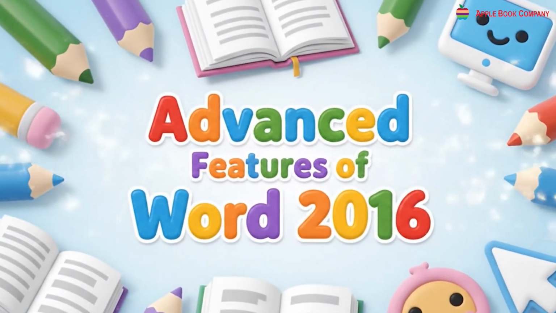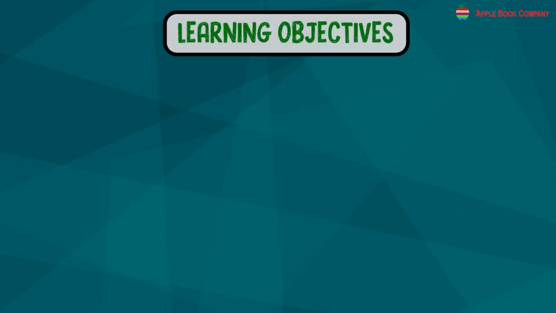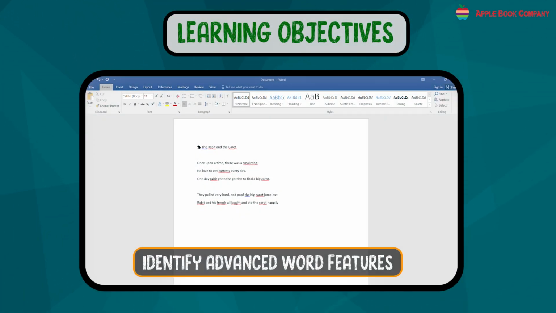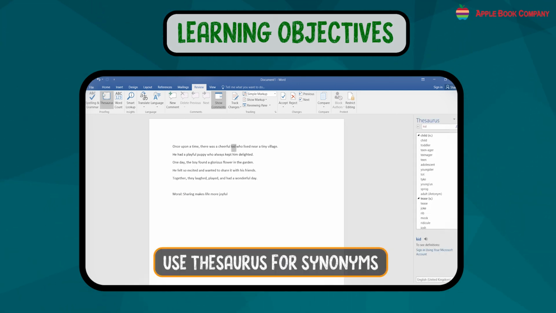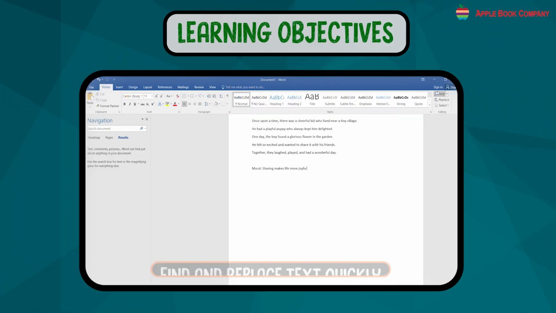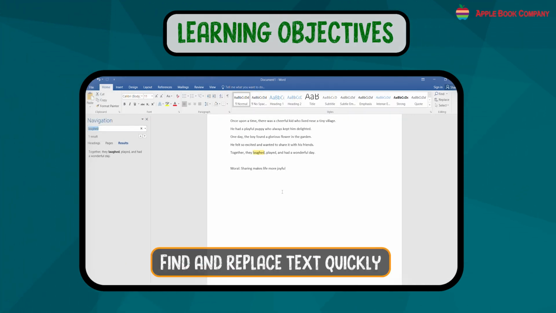Advanced Features of Word 2016. First, let's start with the learning objectives. Identify advanced Word features. Use the grammar and spell check tool. Use the thesaurus for synonyms. Find and replace text quickly.